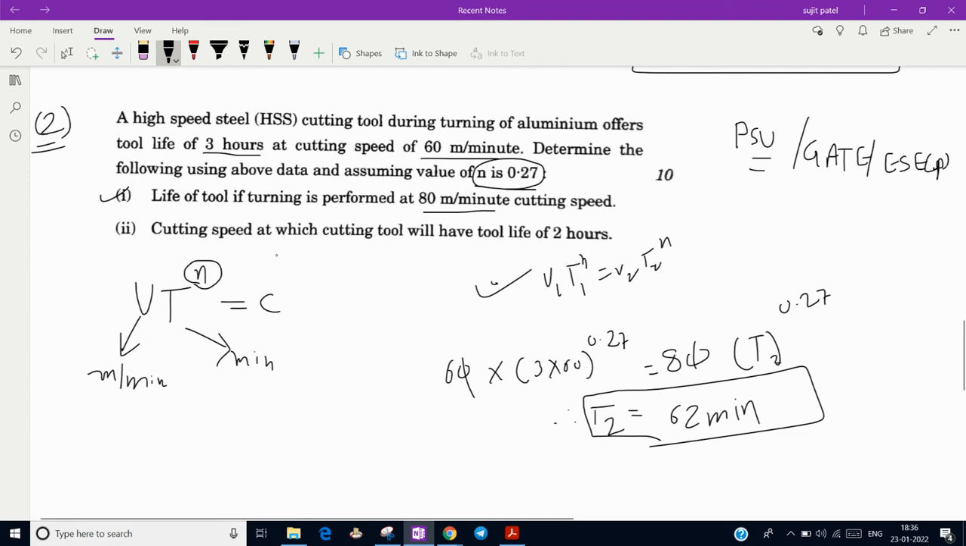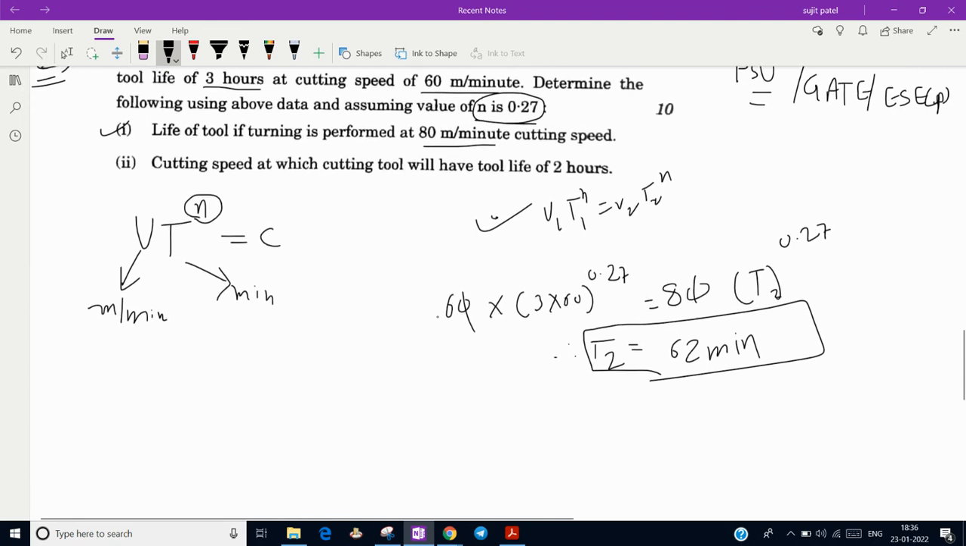And second, the cutting speed at which the cutting tool will have a tool life of 2 hours.